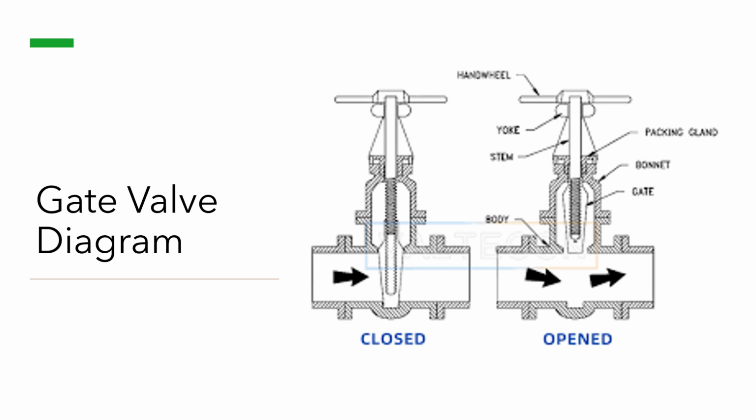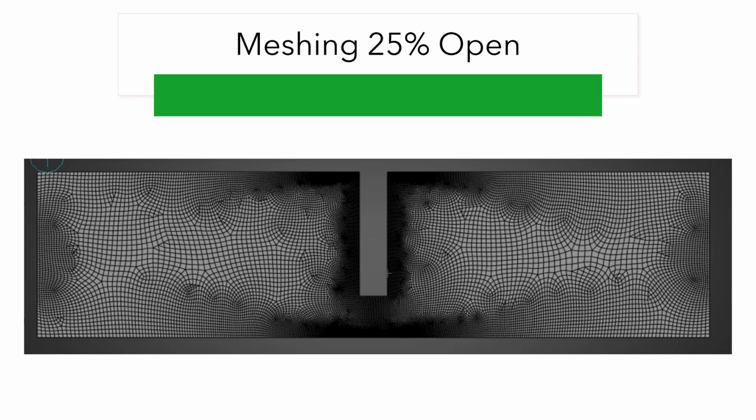This is just a diagram of a gate valve in case you haven't seen one before. The part we really need to focus on is the difference between closed and open, how that bar comes down. That bar will be cranked up to 75%, 50%, and 25% for the purposes of this video.